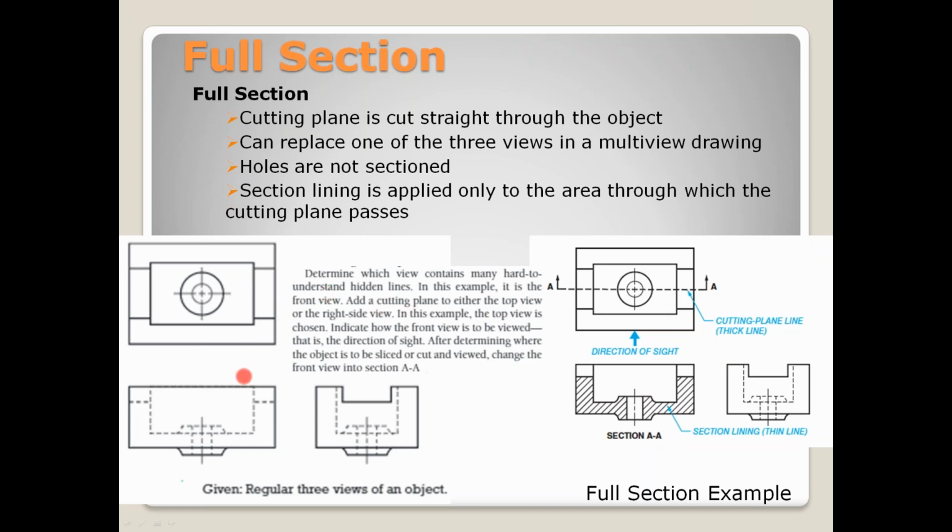If you look at this, given the regular three views of an object, determine which view contains many hard-to-understand hidden lines. In this example, it is the front view. Add the cutting plane to either the top view or the right side view. In this example, the top view is chosen. Indicate how the front view is to be viewed, that is the direction of sight. After determining where the object is to be sliced or cut or viewed, change the front view into section A-A.